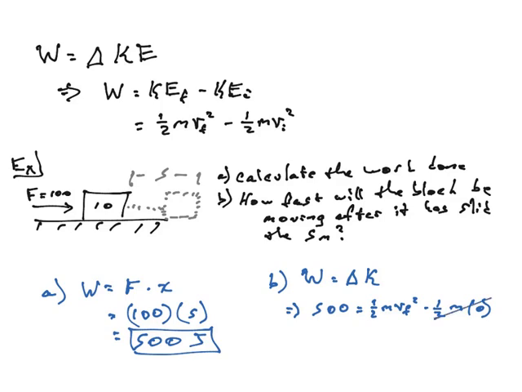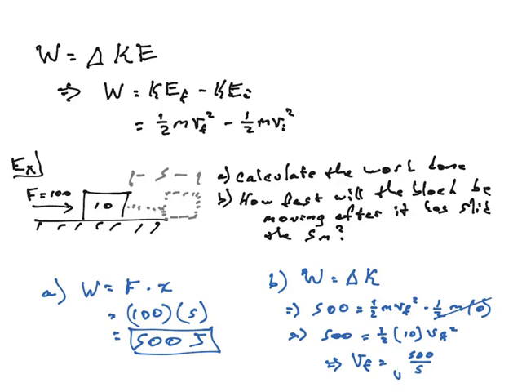So the whole initial thing goes away, and we have 500 is 1/2 the mass of the block, which is 10 kilograms, times v final squared. So all we have to do is solve for v final. So I get v final is, 1/2 of 10 is 5. So divide the 5 over to get v final squared by itself. 500 divided by 5. But then that's v final squared.